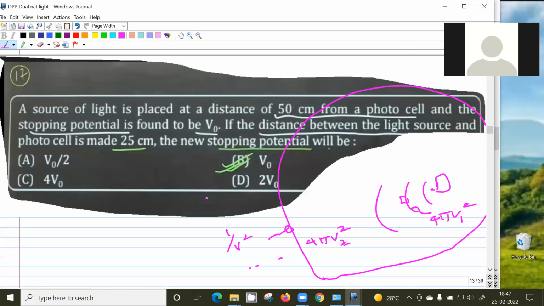So the stopping potential is independent of intensity. It only depends on h nu, and the frequency of the photon here and here will not change. So since the frequency is not changing, the stopping potential is not changing.